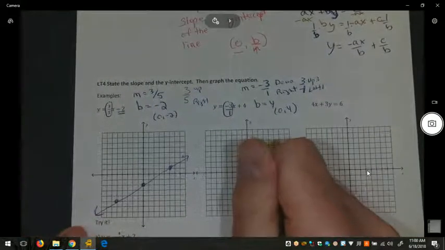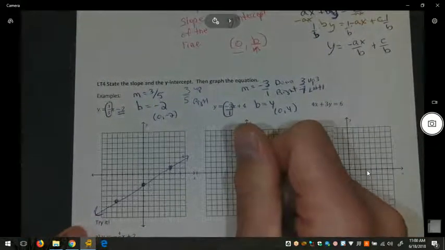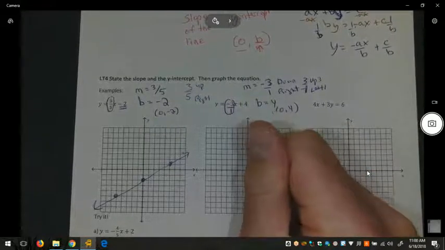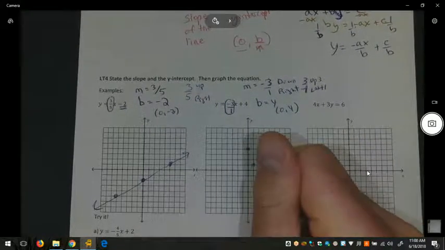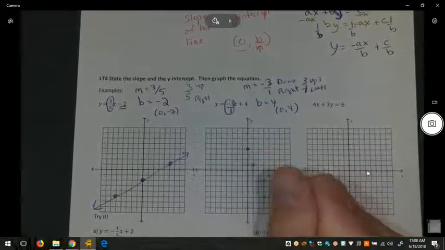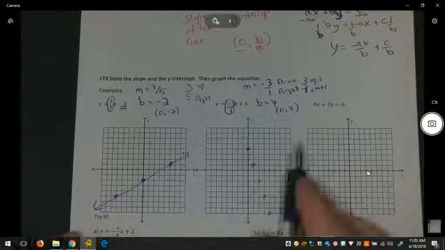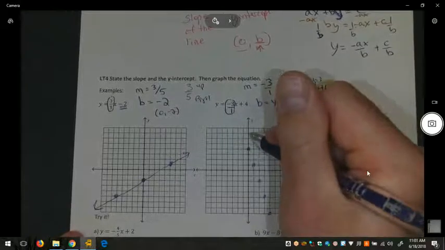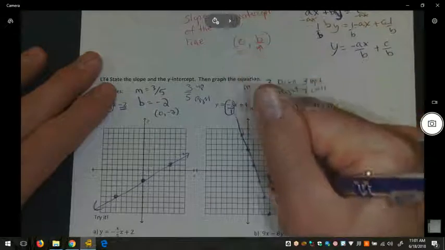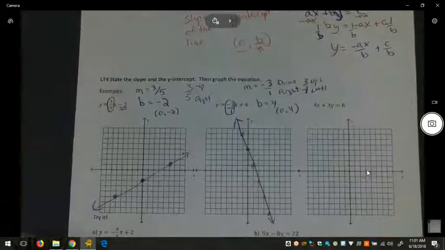So I start at my y-intercept of 4 on the y-axis, and I go down 3 and right 1. Down 3, right 1, down 3, right 1. Or I reverse the slope and go up 3 and left 1. And all of my points fall on one line.